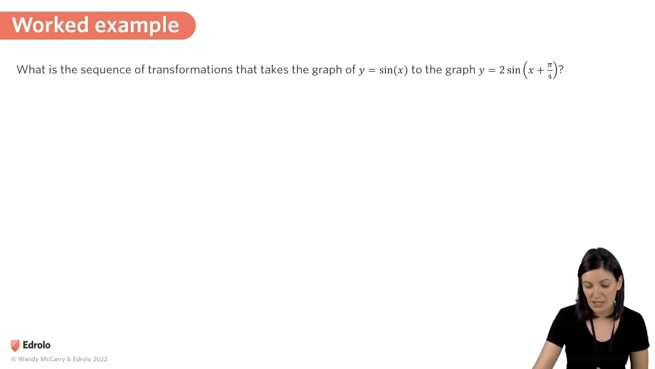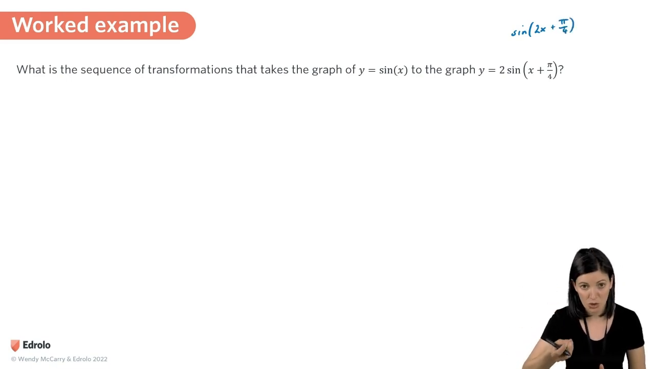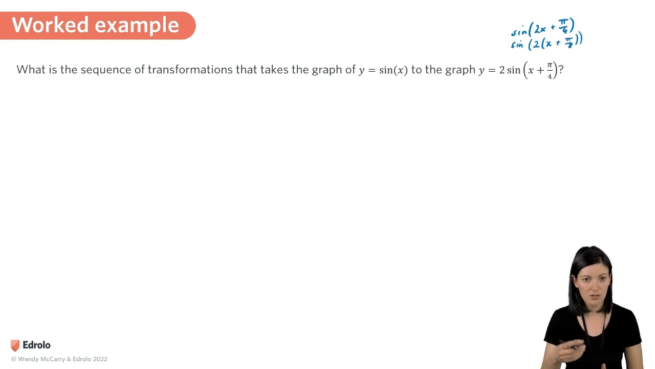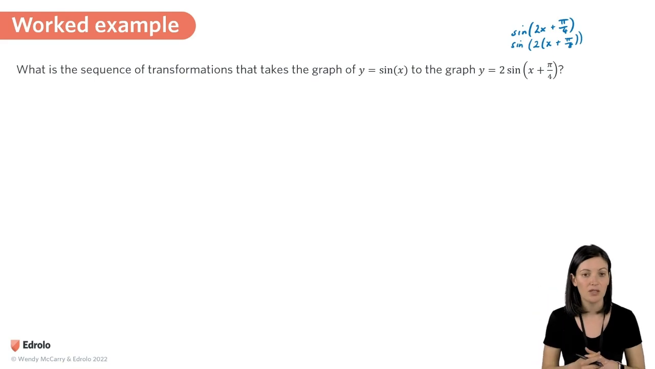Okay, now the first thing is you always want to make sure that x is on its own here. So if I had something like sine of 2x plus pi on 4, I would first have to factor out that 2, and you've done this with other functions. This would be x plus pi on, if I divide out 2, I get pi on 8. Okay, so just make sure that it's in that form first, but we don't have to worry here. We just have x on its own, so we're good.